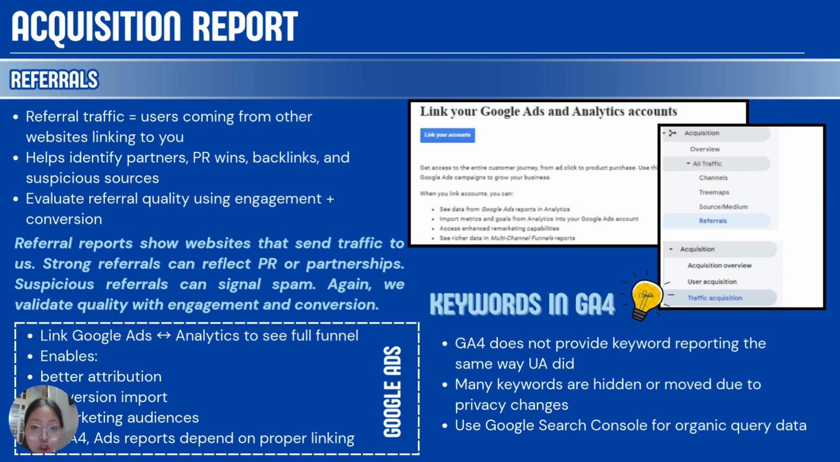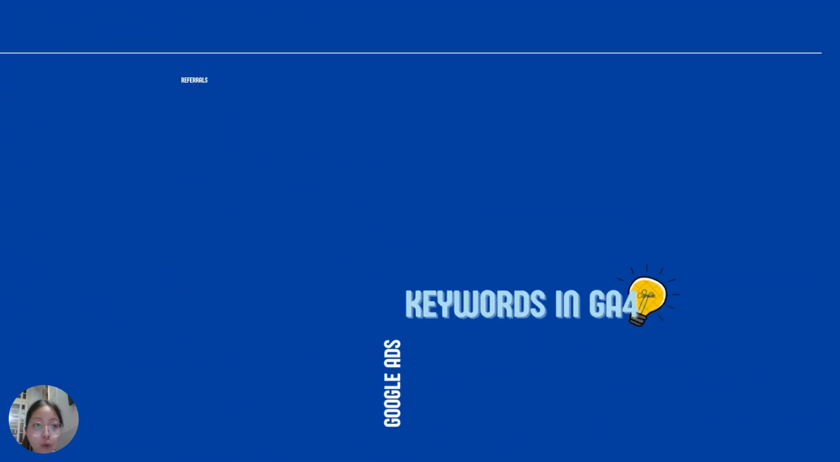The keywords in GA4 is that GA4 does not provide keywords reporting the same way UA did. Many keywords are hidden or moved due to privacy changes, and it used Google Search Console for organic query data.